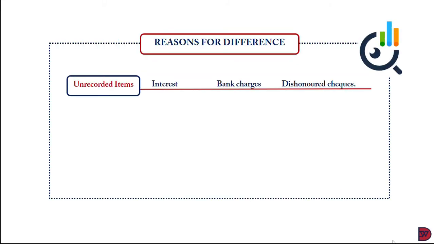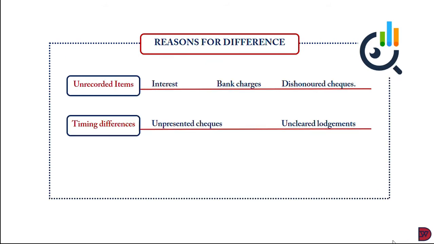Now, these are items which arise and are recorded in the bank statement, but are not present in the cash book because the business isn't aware of such until they receive the bank statement. Such items may include interest, whether received or paid, bank charges, dishonored checks. The cash book has to be adjusted for such items.